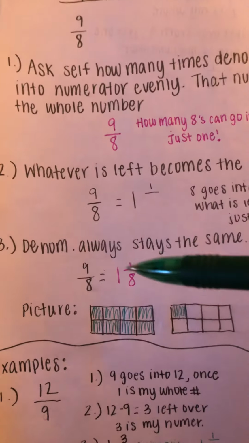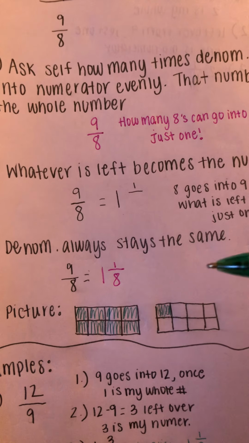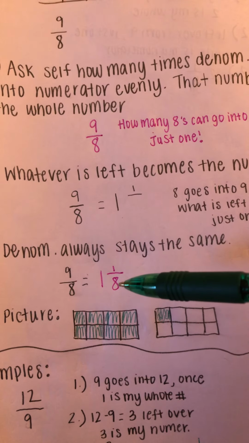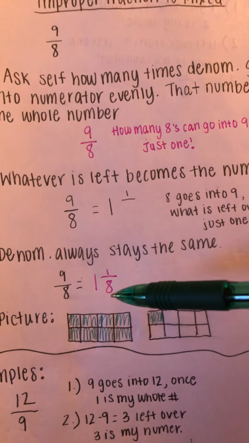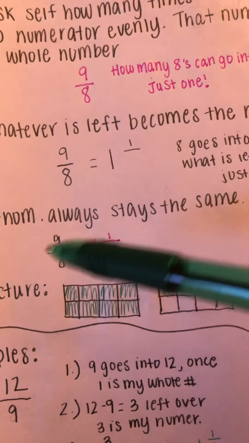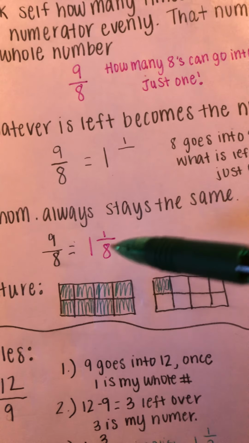Then number 3, the denominator always stays the same. So look, we have our parts right here, and we just needed the denominator. The denominator stays the same, which is 8. And then I drew a picture to show you that these are the same, but we just wrote them differently.